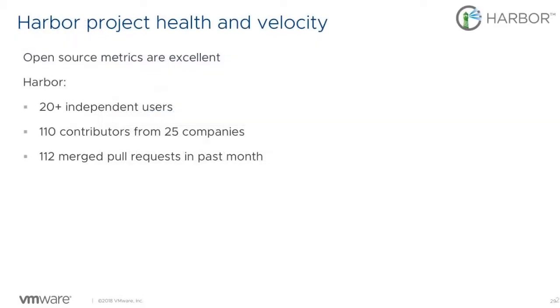This is open source, and a lot of people are skeptical about open source. These are the metrics I like to use. And Harbor, I would contend by the open source metrics, has 20-plus independent users, meaning companies, at this point. There are 110 contributors from 25 companies, based on data within the last month. There were 112 merged pull requests, so people have submitted changes, enhancing it or fixing bugs, 112 times in the past month. By typical open source standards, this is an Olympic-grade athlete.